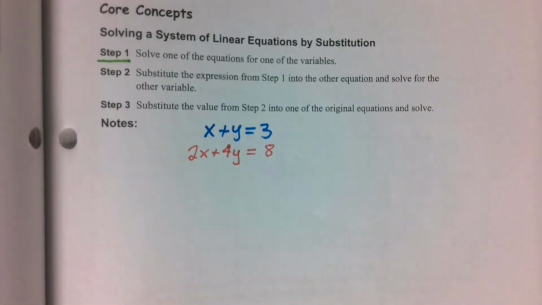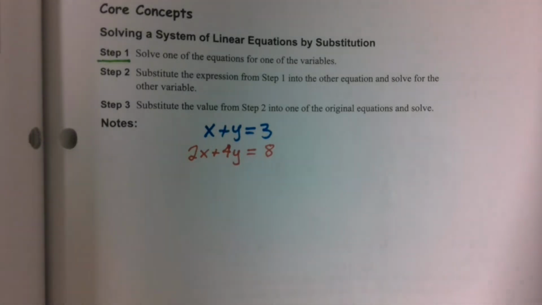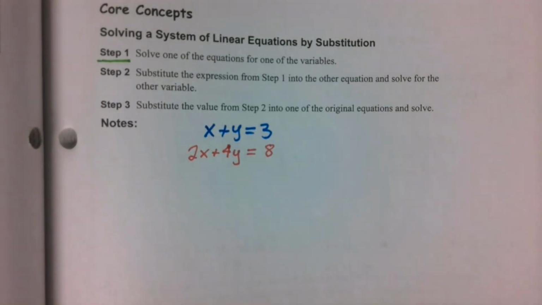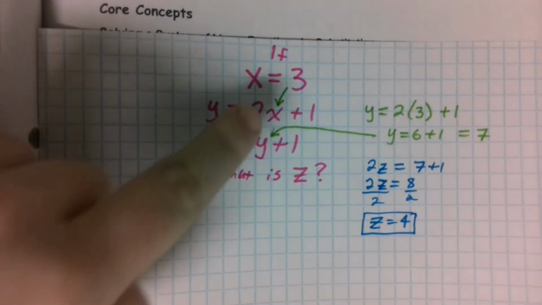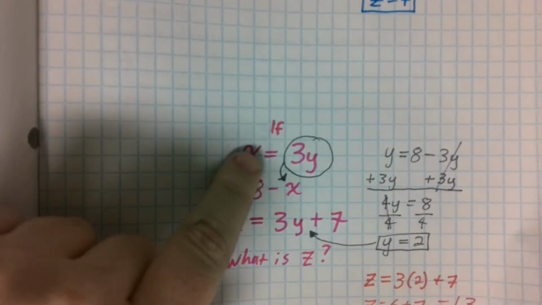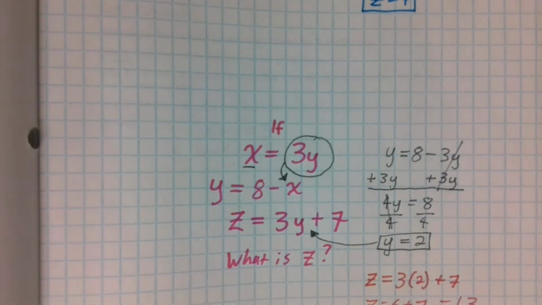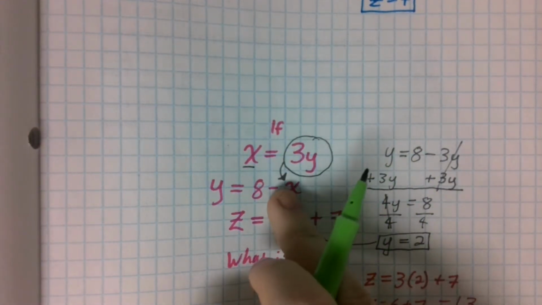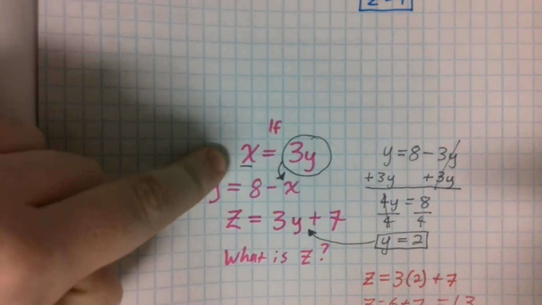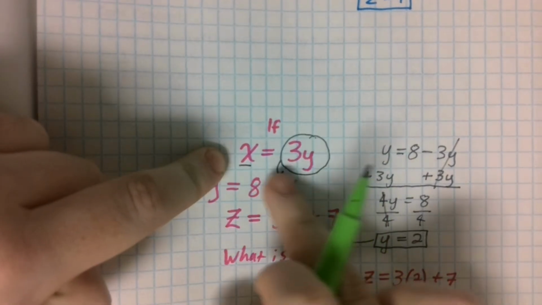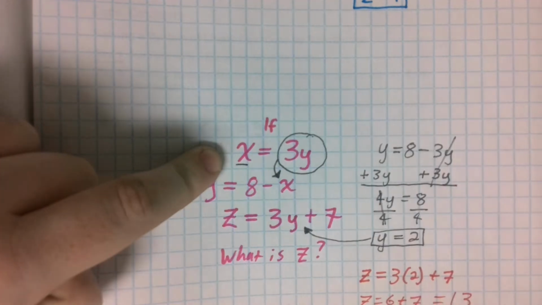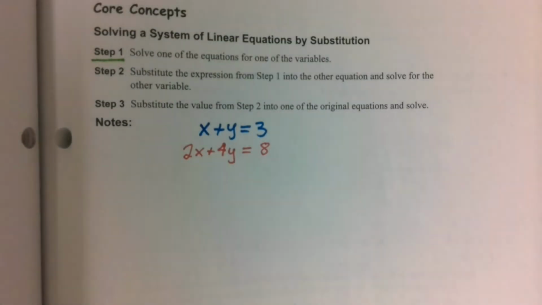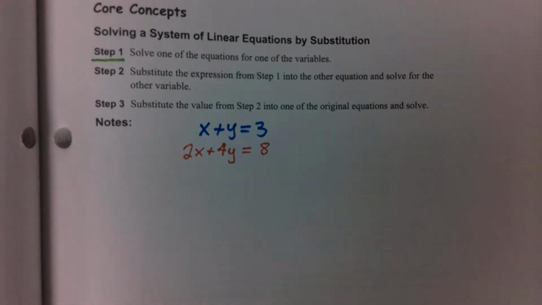We have to get one of our variables all by itself in order to substitute. Just like in this first problem, how x was all by itself, or in this problem, how x was all by itself. When you have a variable that's all alone, you can take whatever it equals and just plug it in. If we had 2x here, for instance, we couldn't do that because this isn't 2x, it's just the variable x. So the key is, we want to get a variable by itself.